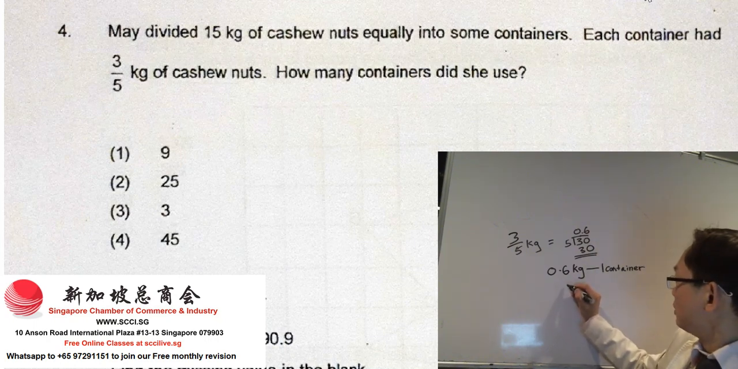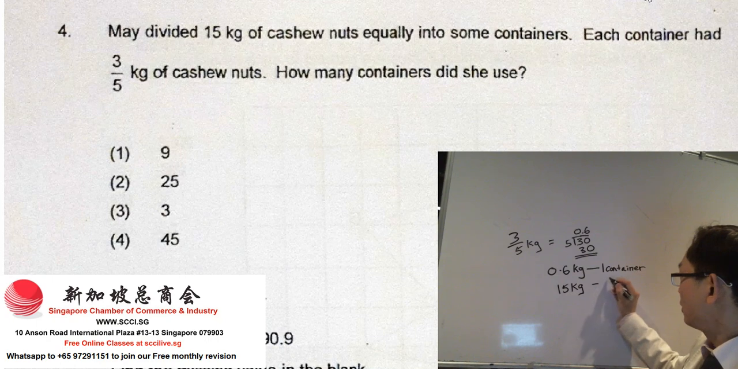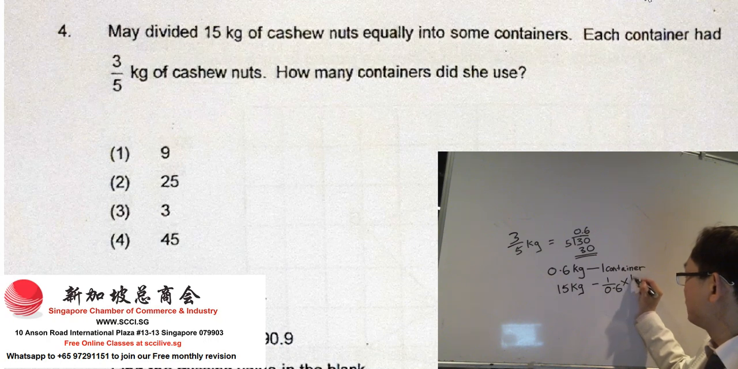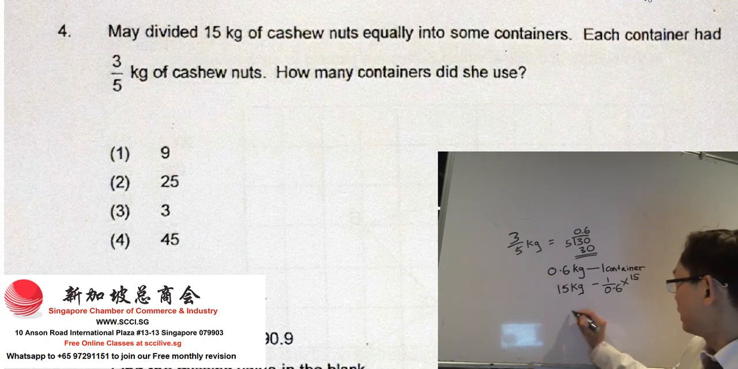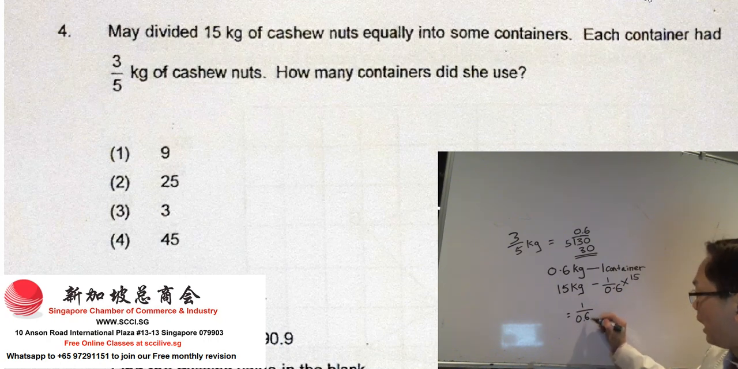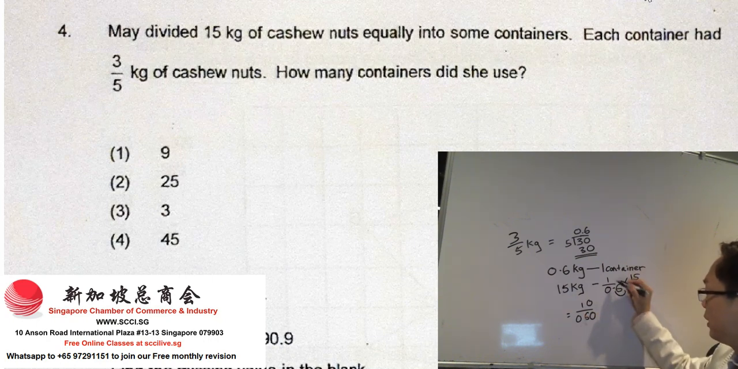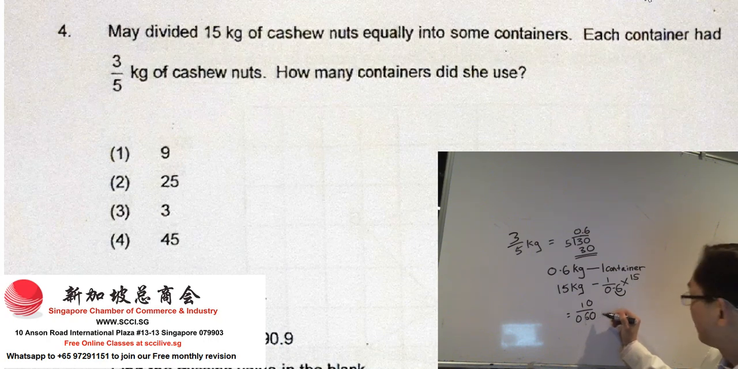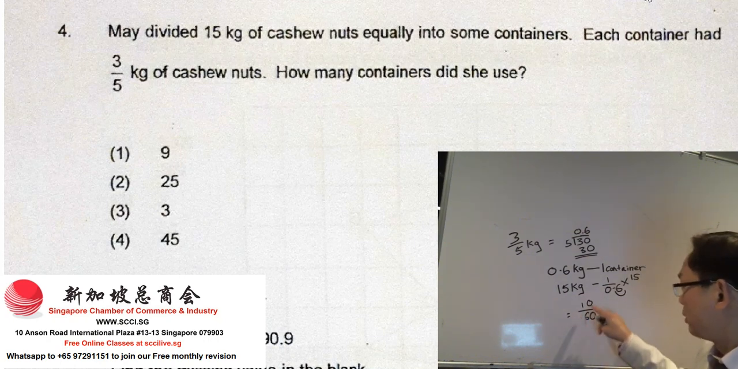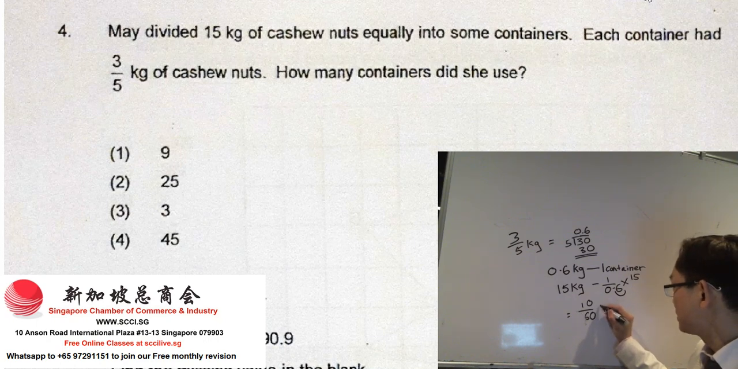Let's look at it. If I'm looking at 15 kg, what I can do is one container divided by 0.6 times 15. If it's 1 over 0.6, I add in one more 0 down here, and one more 0 up here, because I can add one more 0. So it's about 10 divided by 60, times 15.